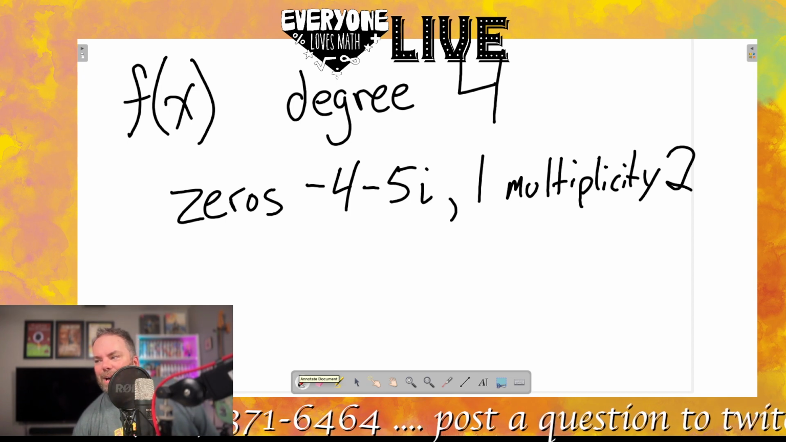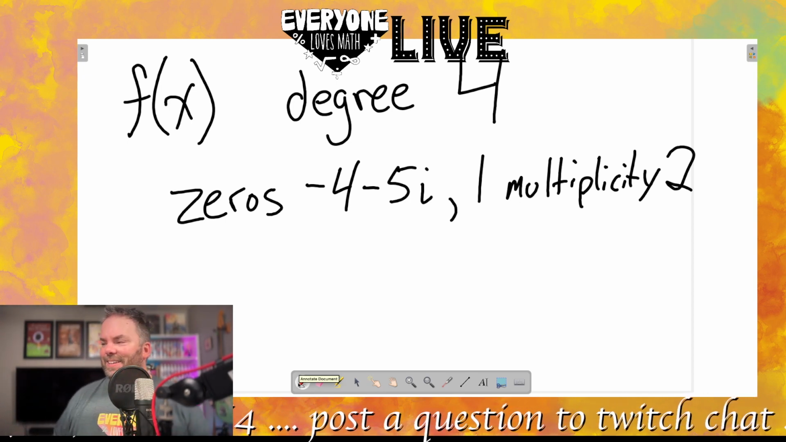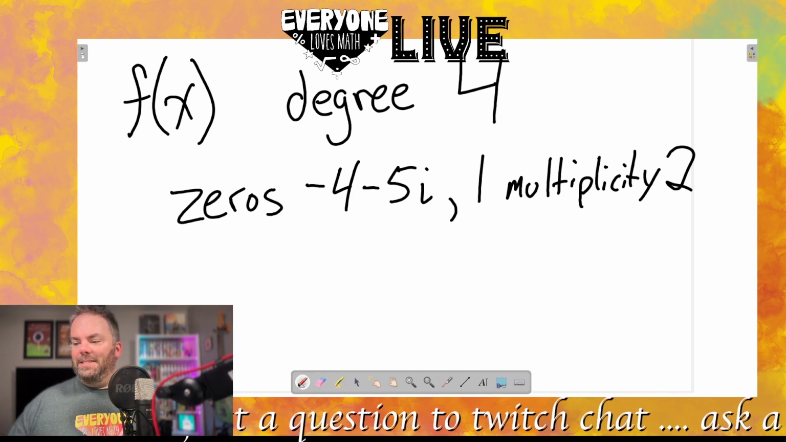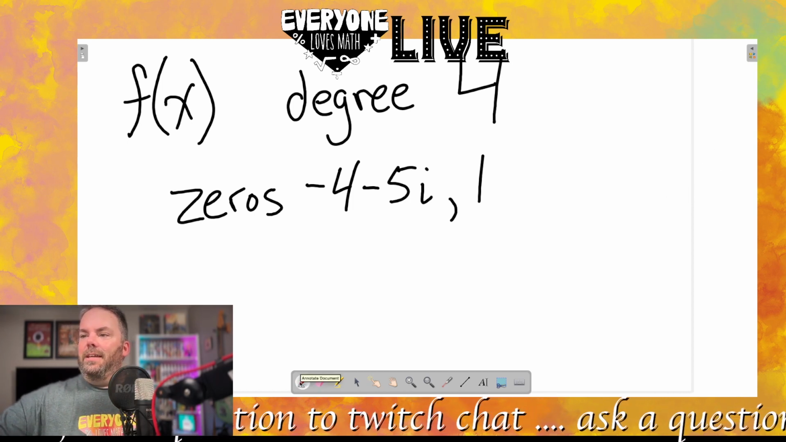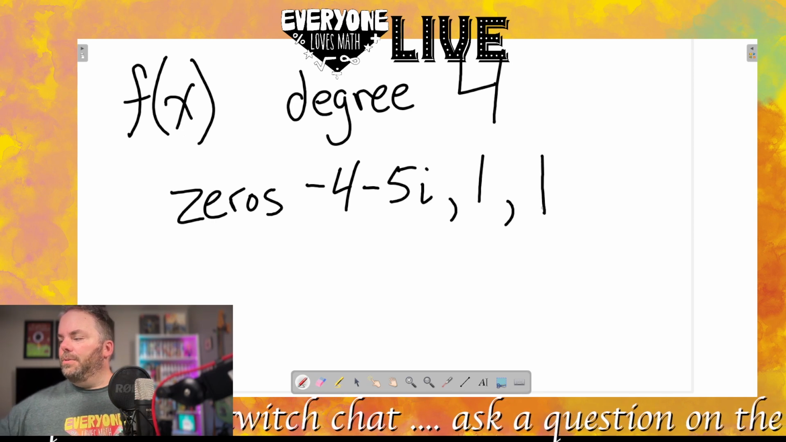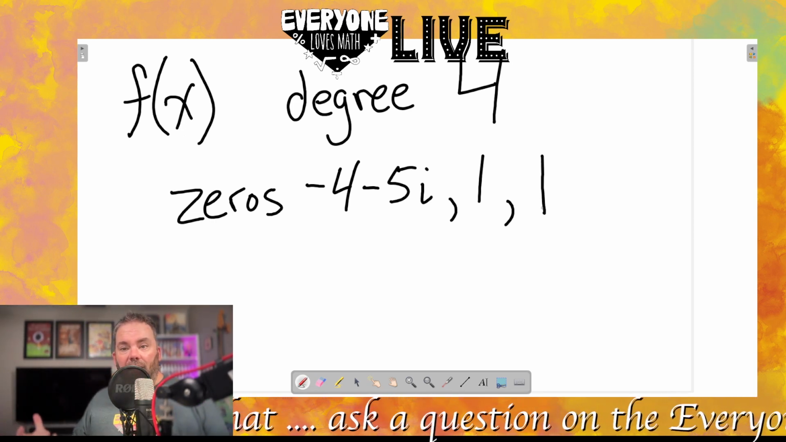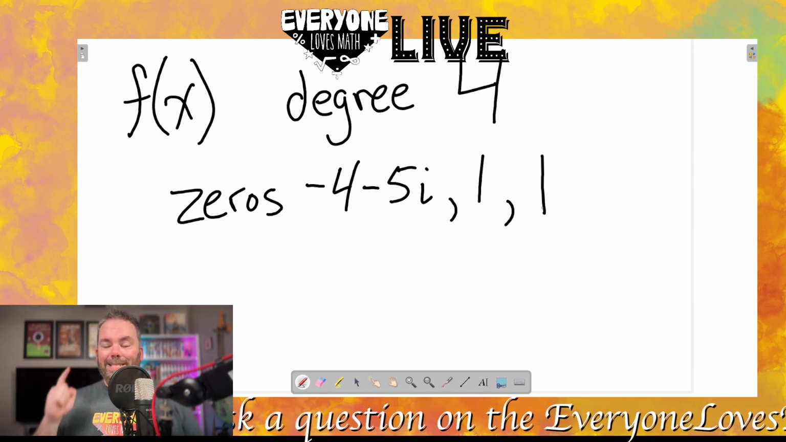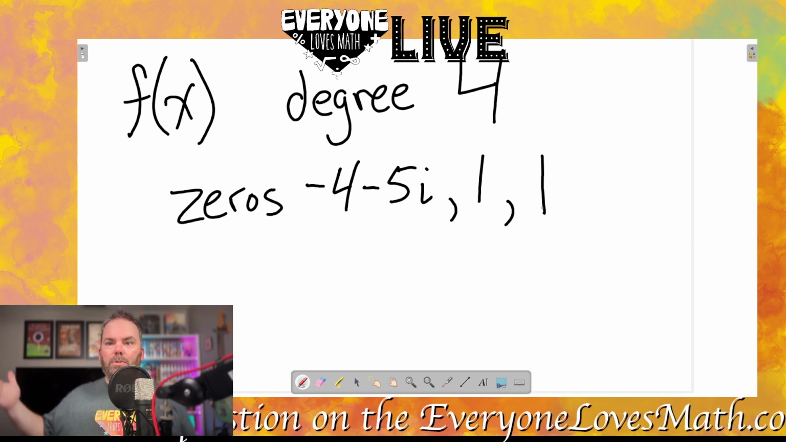What I always think about is it's a really nerdy way to say something, this multiplicity thing. So I'm going to erase it and put what it means. I always like this because I just imagine a nerd saying this. What this really means is that these are the zeros: negative 4 minus 5i, and then it said 1 is a 0 of multiplicity 2. All that means is that 1 shows up twice as a 0.